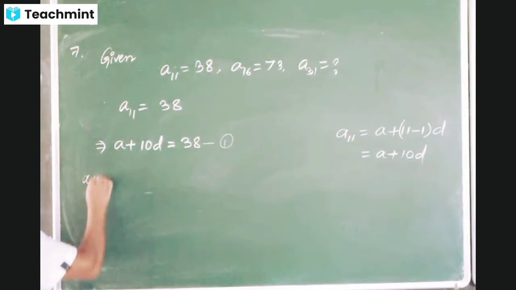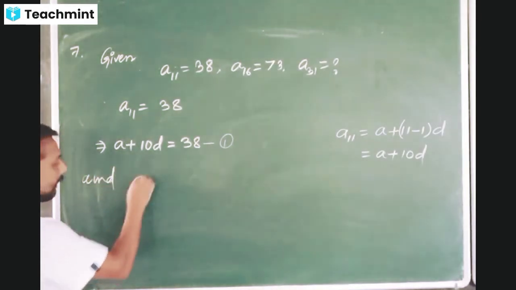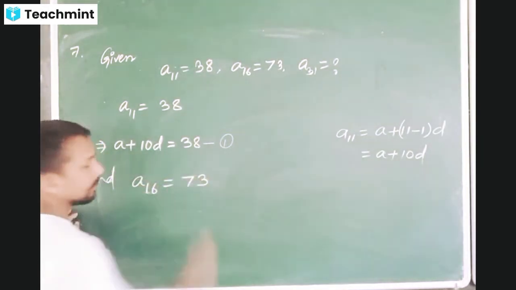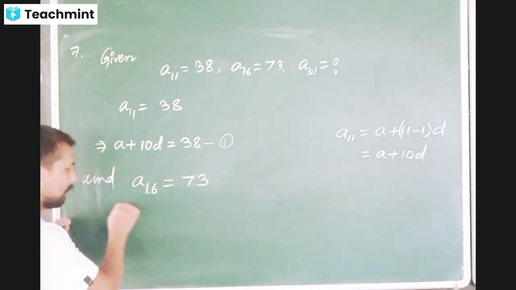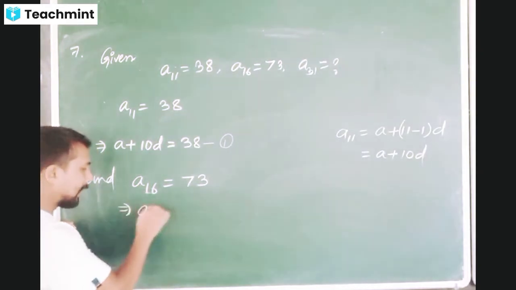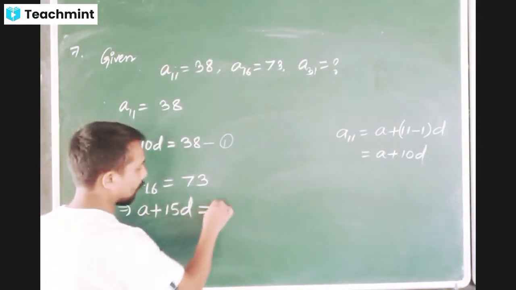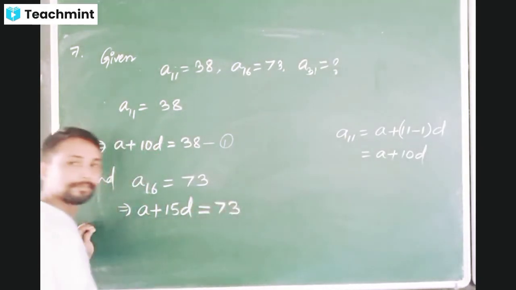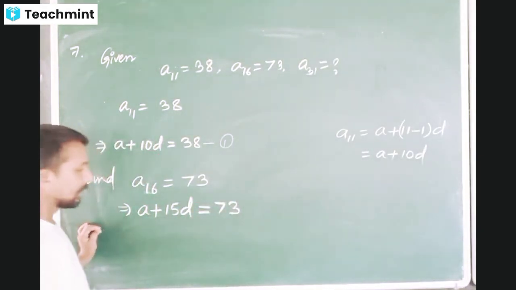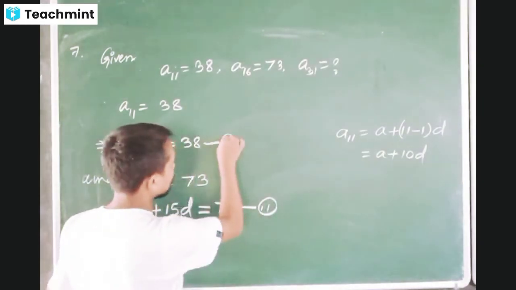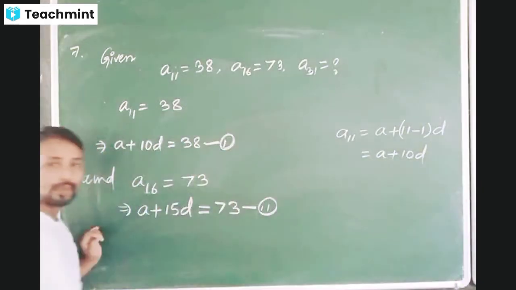And A16 equal 73. A16 means A plus 15D, which is equal to 73. This is equation 2. Equation 1 and equation 2.